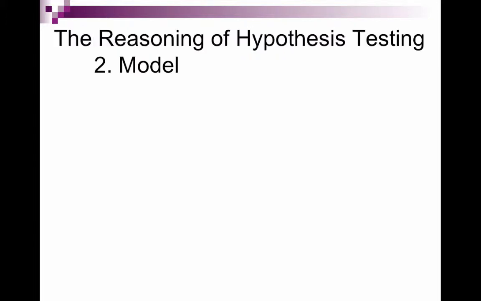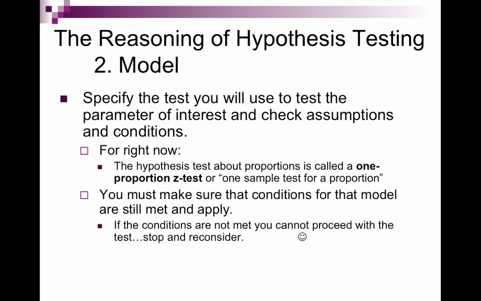The second part of hypothesis testing is the model. Here you have to specify the test you will use to test your parameter of interest, and you have to check your assumptions and conditions. For right now, we're only doing this one test, and it's a hypothesis test about proportions. So it's a 1 proportion Z test, or a 1 sample test for a proportion. You must make sure that all the conditions for that model are still met and apply. If the conditions are not met, you cannot proceed with the test. You have to stop and reconsider what you're doing.